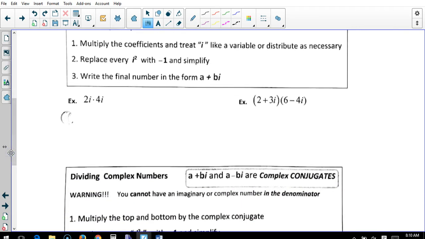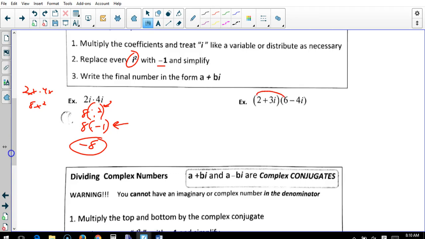Okay, multiplying. Same thing. We're going to treat it as if it was a variable. And every time we end up with an i squared, we're going to replace it with negative 1. So, here we go. Exactly like if it was 2x times 4x, we get 8x squared. The difference is here we're going to get 8i squared. But remember, i squared is really negative 1. So this is negative 8. We don't have to take this step to rewrite it, but if it helps you, go ahead. If you can just change it right here to negative 1 and do it in your head, that's fine.